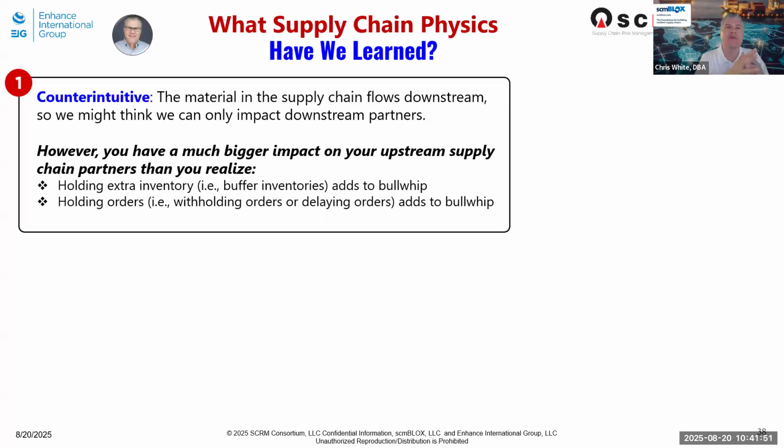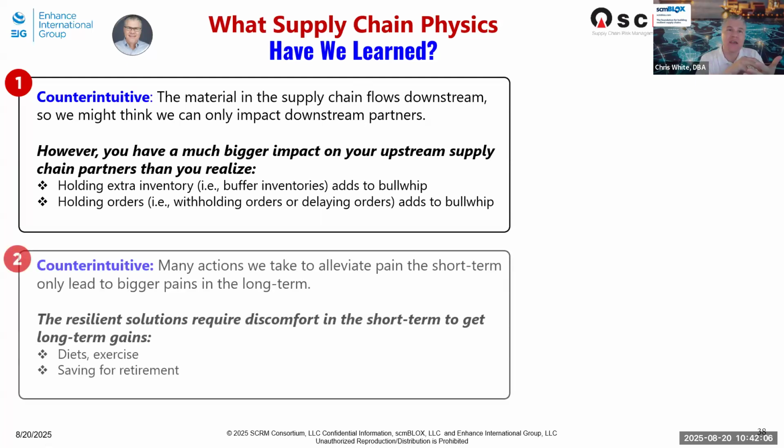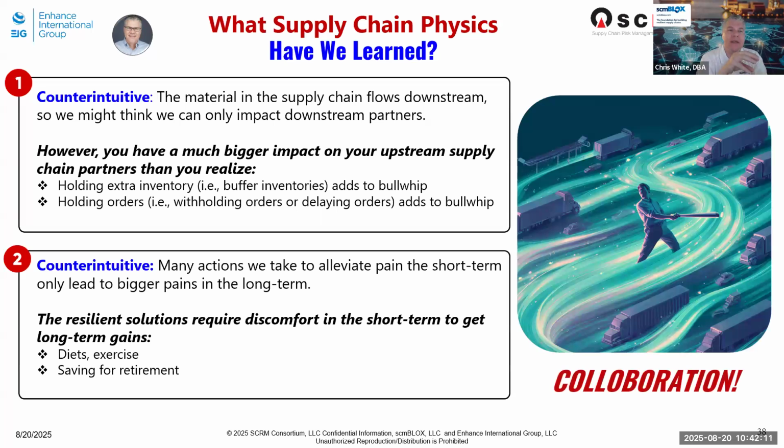So that's counterintuitive. We typically think that because material is flowing down the supply chain, I'm only impacting the companies that I'm sending materials to. That's not the case. It's reverse. We're actually hurting the upstream part of the supply chain. And then second, this is what we just highlighted with the raw material: a lot of the actions that we take to alleviate pain in the short term often lead to bigger pains in the long term. And you can compare this with things like diet and exercise. If I really want those long-term gains, I'm going to have to suffer.